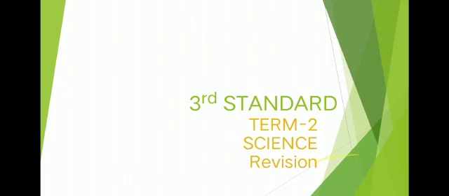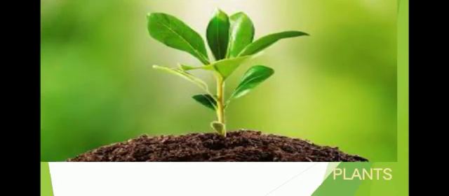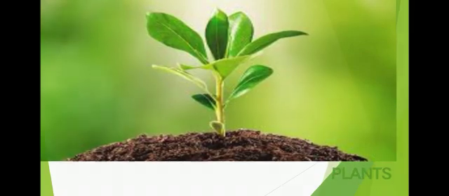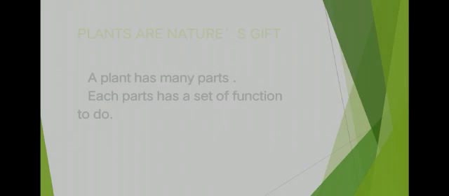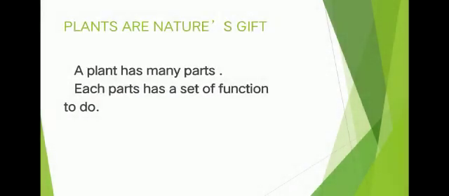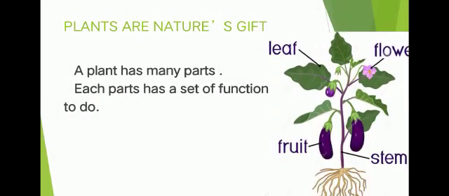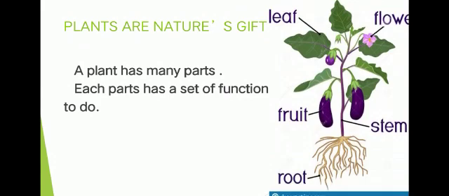Today we are going to revise the portion Lesson 3, Plants. Plants have many parts. Each part has a set of functions to do. What are the parts? The basic parts of the plants are root, stem, leaf, flower, and fruit. Let us recall the various parts of the plants, their functions and structure.